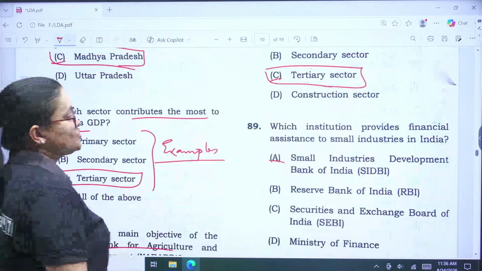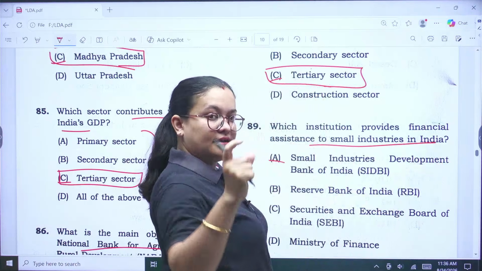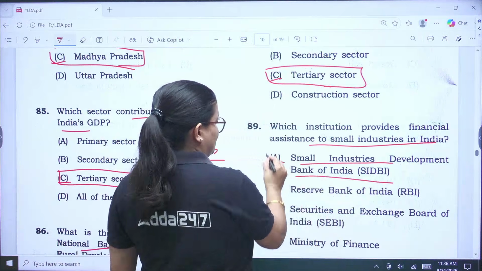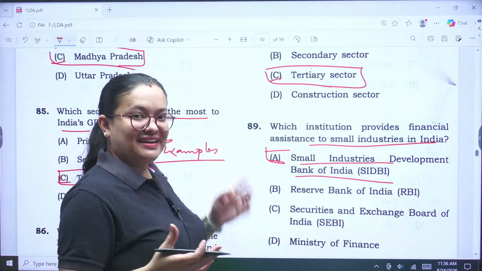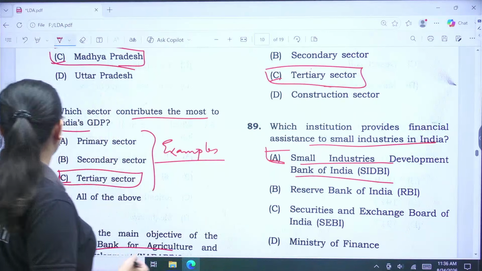Next question. Which institution provides financial assistance to small industry? Small, it is related with SIDBI. SIDBI is the Small Industries Development Bank of India. So in the question itself, some answers are given. Whoever has a trick mind is able to guess the correct answers directly from the question itself.